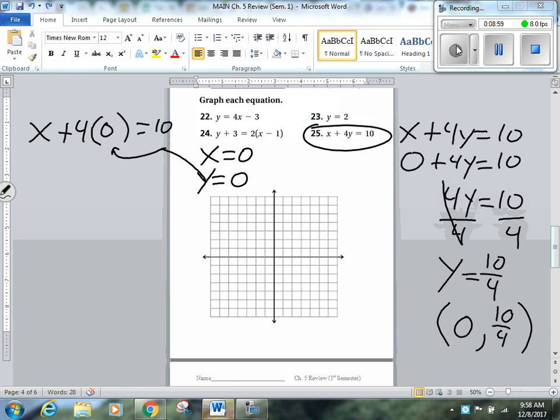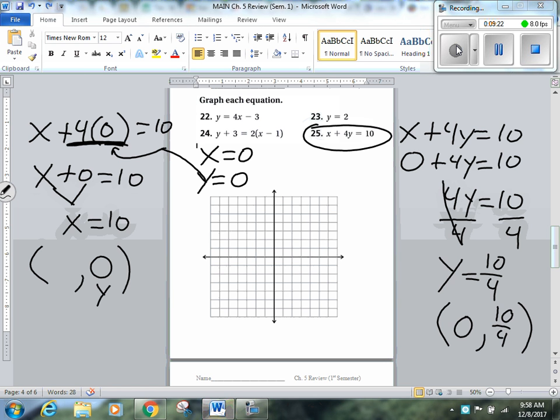Then I go back and rewrite and do the equation. I have x plus 4 parentheses 0, which means I need to multiply these two, which equals 0, equals 10. x plus 0 equals x, so x equals 10. So when y equals 0, x equals 10. Now I have to graph this information.